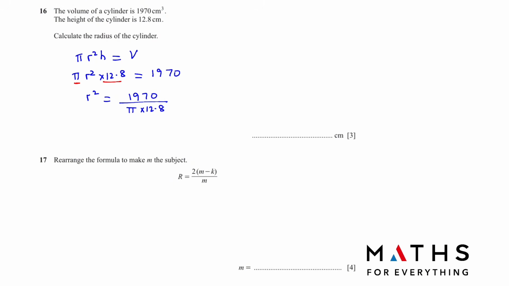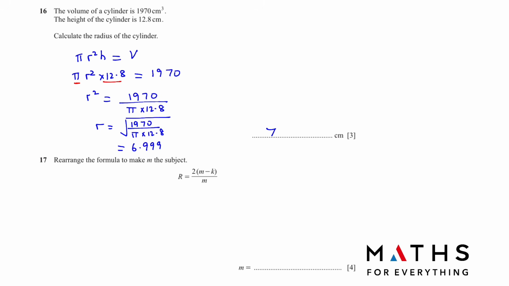Don't put it in the calculator now. Leave it this way. Write r is equal to square root of 1970 over pi multiplied by 12.8. Why did we do the square root? To remove the square. This will give us 6.999. You can round it to 7. Question number 17.